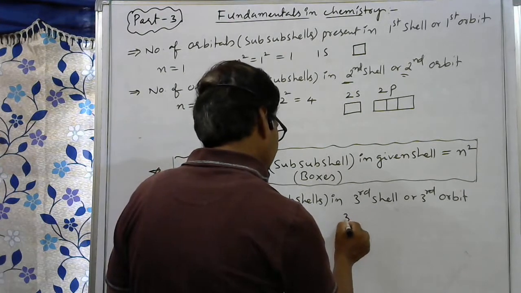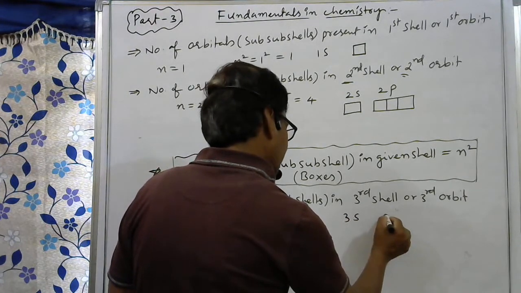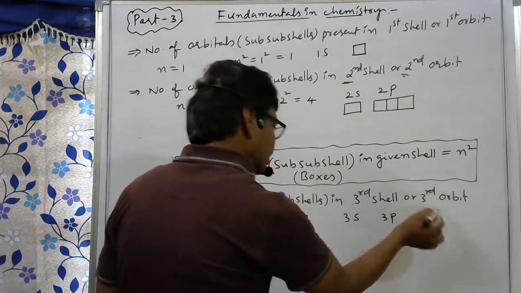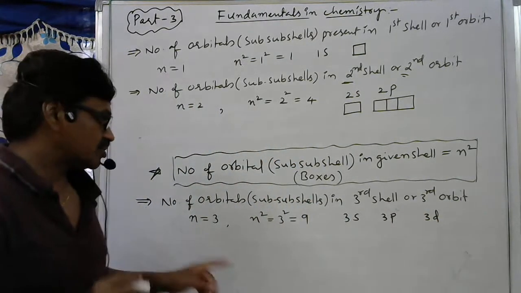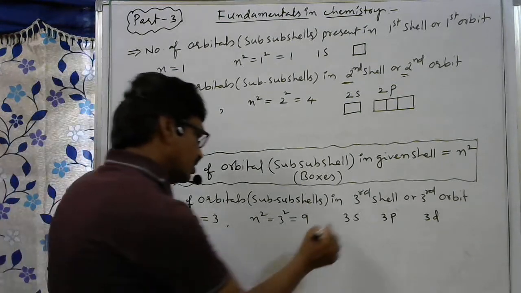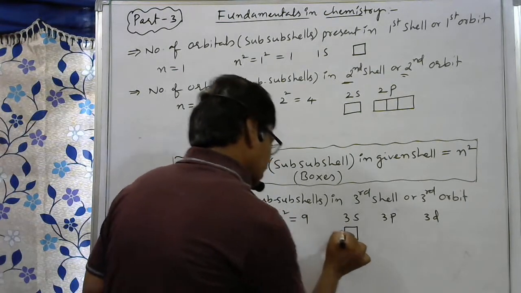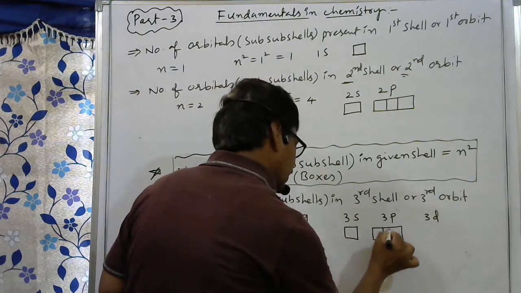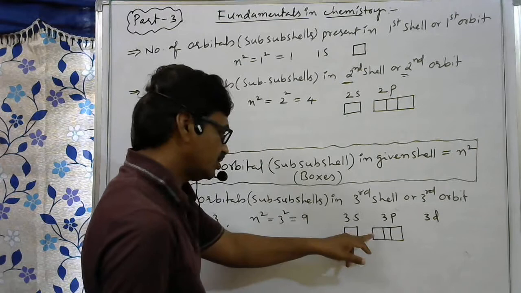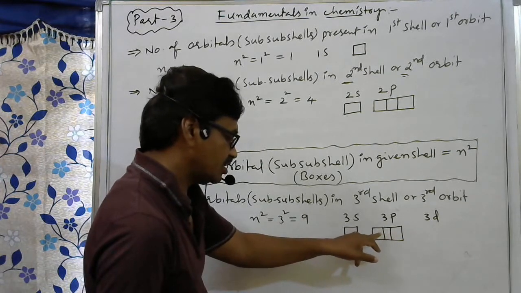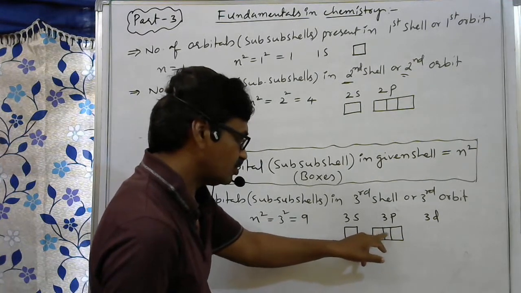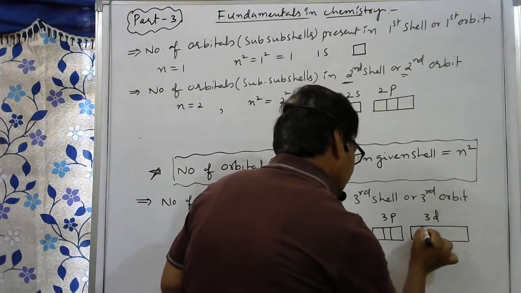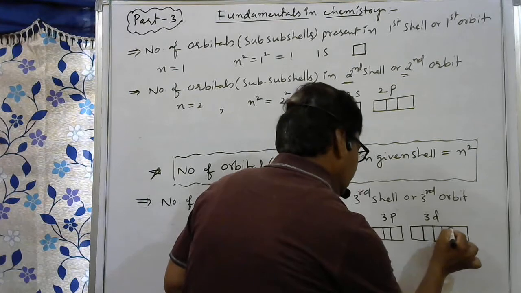Those are 3s orbital, then 3p orbital, and 3d orbital. These are the subshells. In this, total subshells are 9. Means here 3s orbital means it is one box, one subshell. In this, p orbital means 1, 2, 3. So 1 s orbital, 3 p orbital, 3 p subshells. So 1, 2, 3, 4 total. D orbital, here how many? 1, 2, 3, 4, 5.